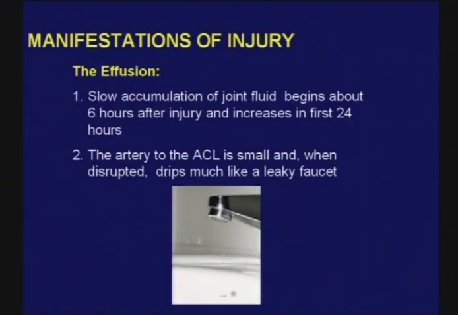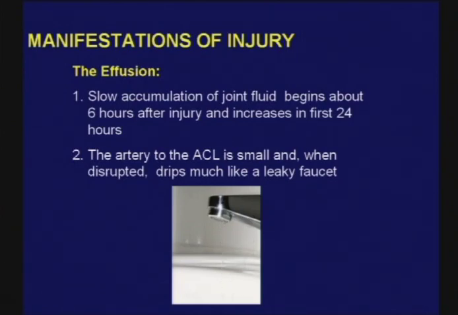The second manifestation of the injury is the effusion. Typically, with a tear of the anterior cruciate ligament, there is a slow accumulation of joint fluid, usually beginning several hours after the injury and increasing for the first 24 hours. The reason, it is believed, is that the vascular supply to the anterior cruciate ligament is somewhat tenuous, it is small, and when these vessels are broken or disrupted, it drips much like a leaking faucet.